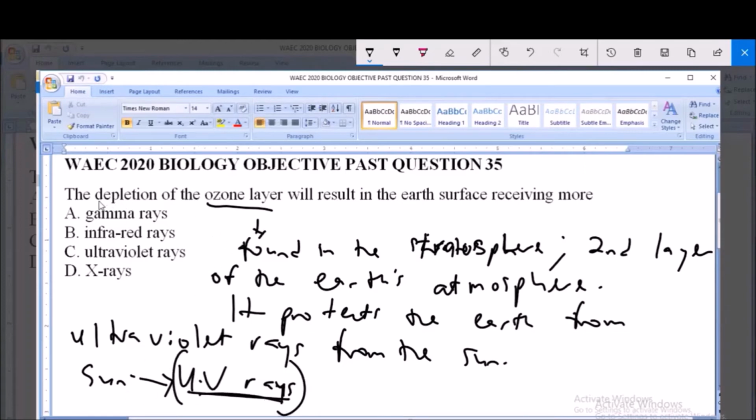And then this means that if the ozone layer should deplete, it will result in the Earth's surface receiving more of these UV rays from the sun. So the UV rays or the ultraviolet rays is option C. So option C, ultraviolet rays, is the correct answer to this question.